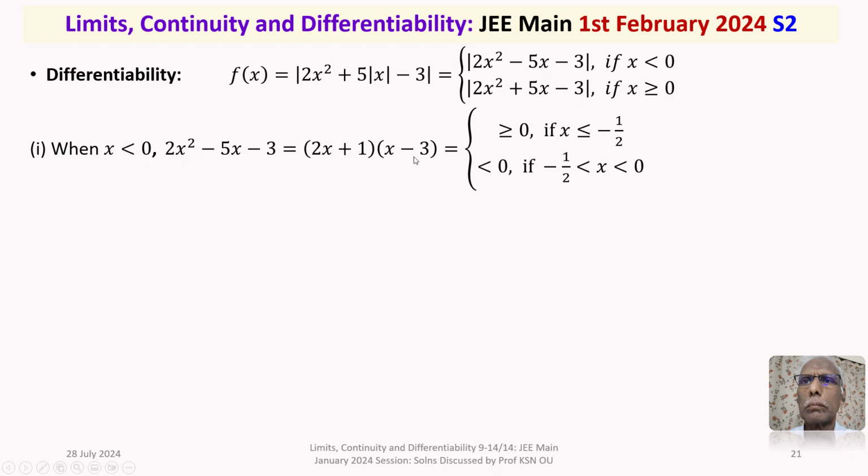This is negative, because x is equal to minus 1 by 2, you put it, it is negative. It is positive, it is negative. So the product is negative. So that is what this one is.